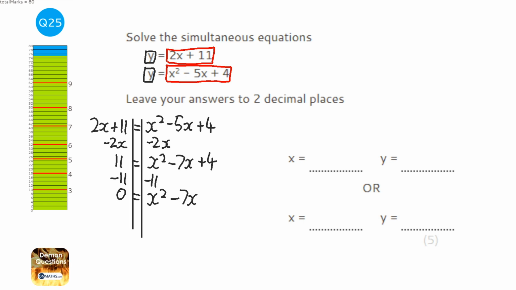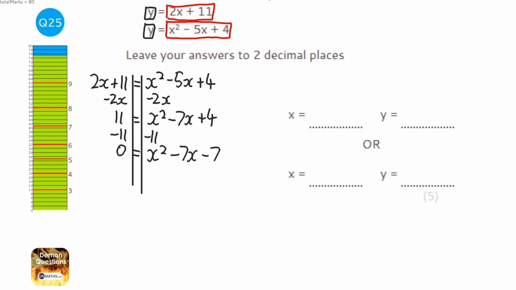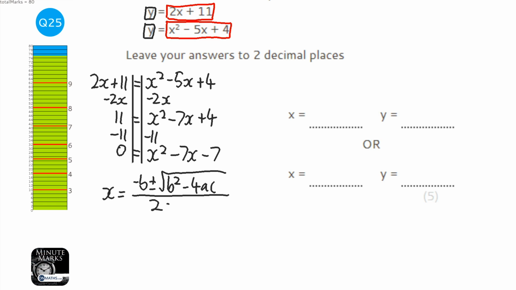So was it 4 take away 11, which is going to be 7, so minus 7. Okay, so at this point we're looking at either factorising, which I doubt is going to work, or using the quadratic formula. I think we're going to need the quadratic formula for this, so we need to remember what the quadratic formula is. So minus b plus minus square root of b squared minus 4ac over 2a.